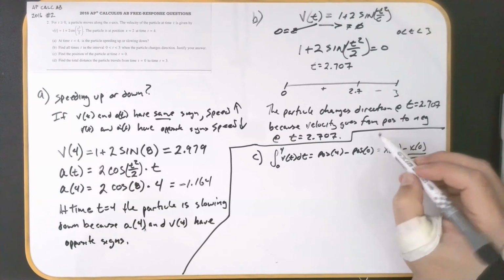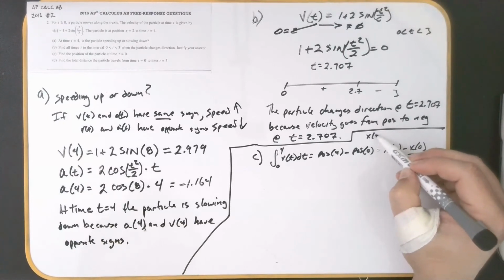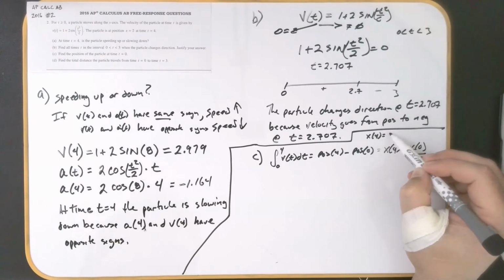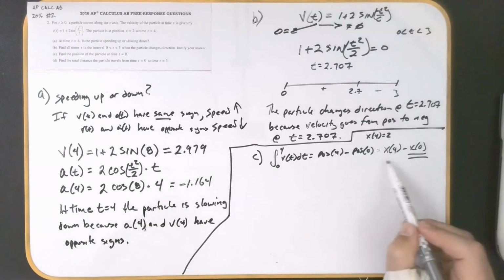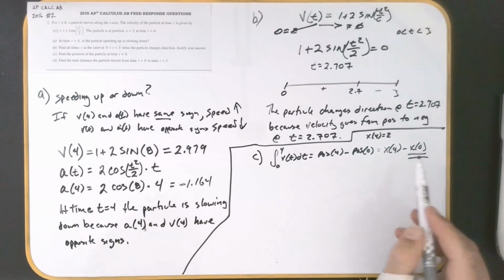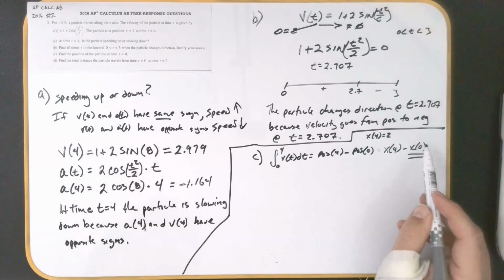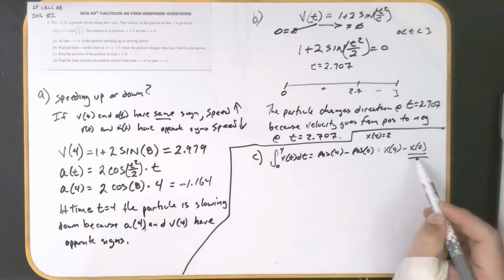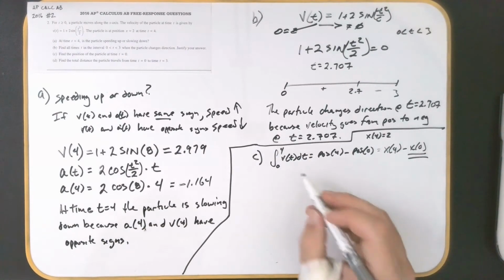Early in the problem, they had stated that x of 4 was equal to 2. That's in the given info, so I know x of 4 is 2. I want x sub 0, so what I'm going to do is take x sub 0 and add it to the other side of the equation so it's positive, leave this here, and subtract over the integral.